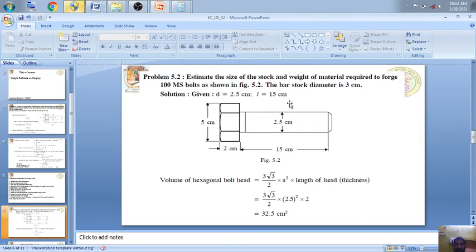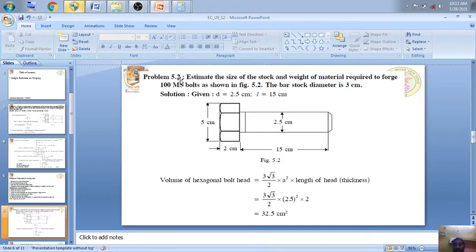After that, you are making 100 bolts. To make 100 bolts, you have to cut each bolt to a specific length. During the cutting operation, shearing loss takes place, so that is also considered. First, find the volume of these two components and add the shear loss and the scale loss to this. That will give you the volume of the bar stock. Then volume divided by area of the bar stock gives the length. The diameter is given, so you find the area of the bar stock, and that will give you the length of the bar stock.